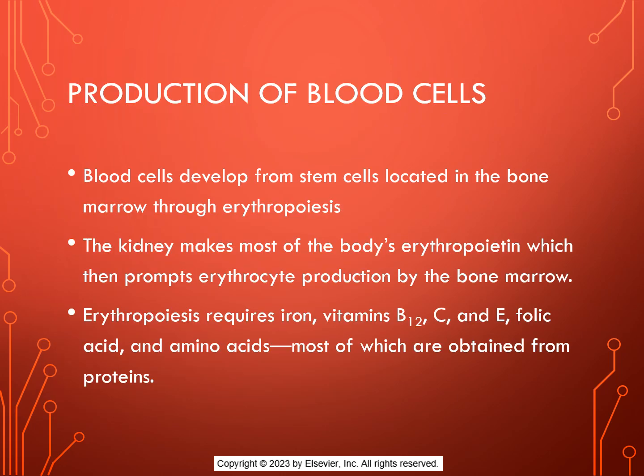Blood cells develop from stem cells located in the bone marrow through erythropoiesis. The kidney makes most of the body's erythropoietin, which then prompts erythrocyte production by the bone marrow. Erythropoiesis will require iron, vitamins B12, C, and E, folic acid, and amino acids. Most of these are obtained from proteins.